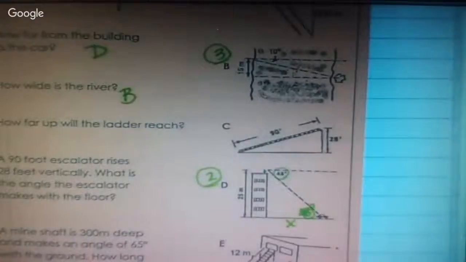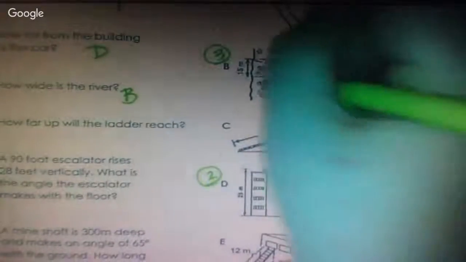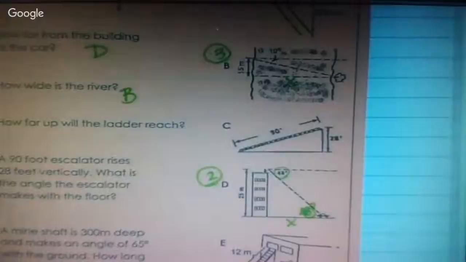B. How wide is the river? What am I trying to find? Your hypotenuse. Leg. Your leg. It's another leg. I said leg first. You said it second, silly. Okay, so you're trying to find that other leg. How wide is my river?